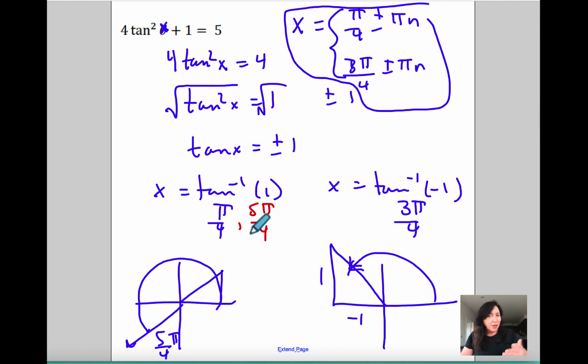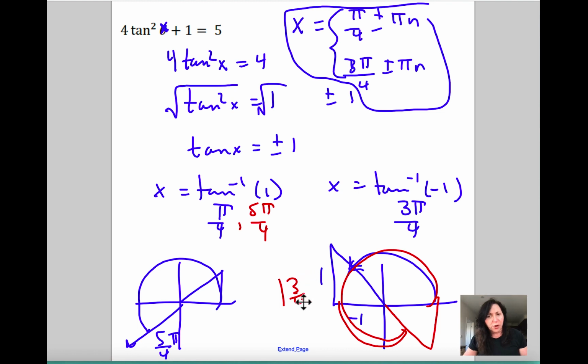So both of those values would be the answer. Similarly, if I wanted to find also where tangent was -1, it would be all the way over here in the fourth quadrant at 1 and 3/4. So 1 and 3/4, 7/4. So 7 pi over 4. So all four of these answers would be true and excellent to write my answer.